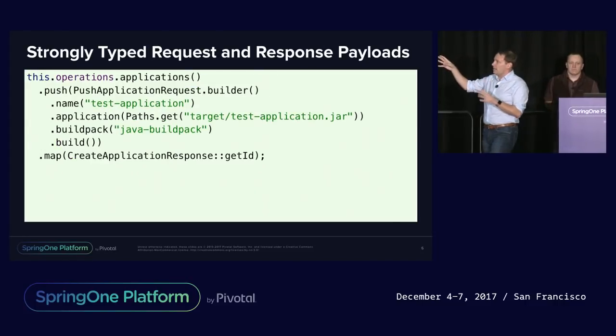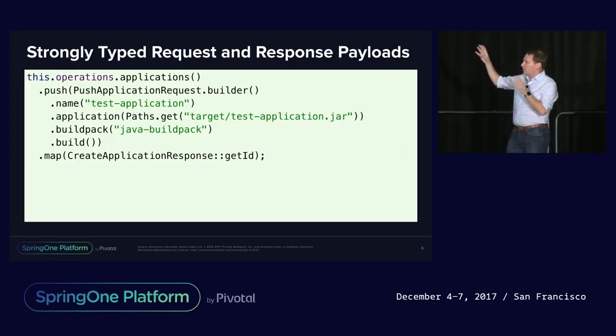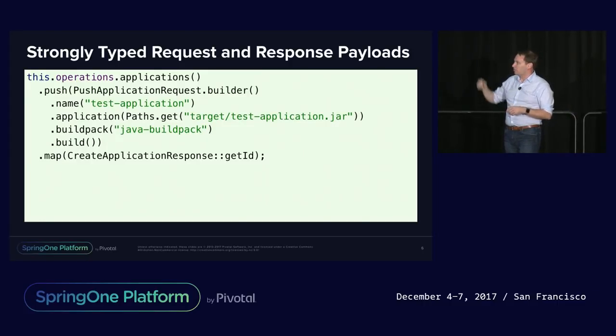And so we wanted to see an API that looked a lot like this. We take our applications, we want to push an application. We say it's got a name. Here's where you go get the jar that you're trying to push. I want you to use the Java build pack. And when it comes back, I have a strongly typed ID.